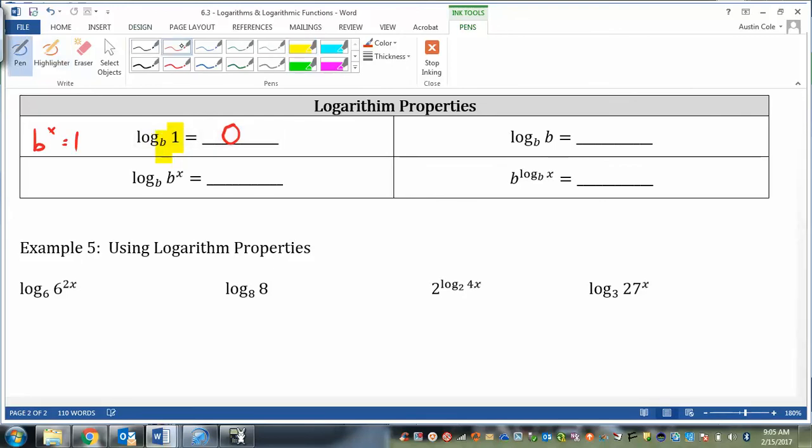Okay, next situation, log base b of b. If those are the same numbers, that essentially means b to what exponent equals b? 1, right? b to the first power equals b. So if they are both the same, that'll equal 1 100% of the time.